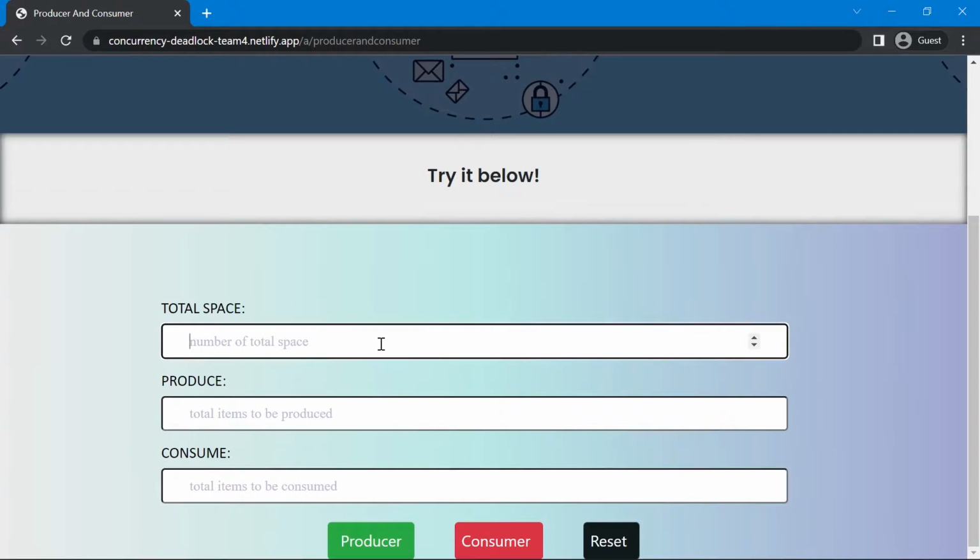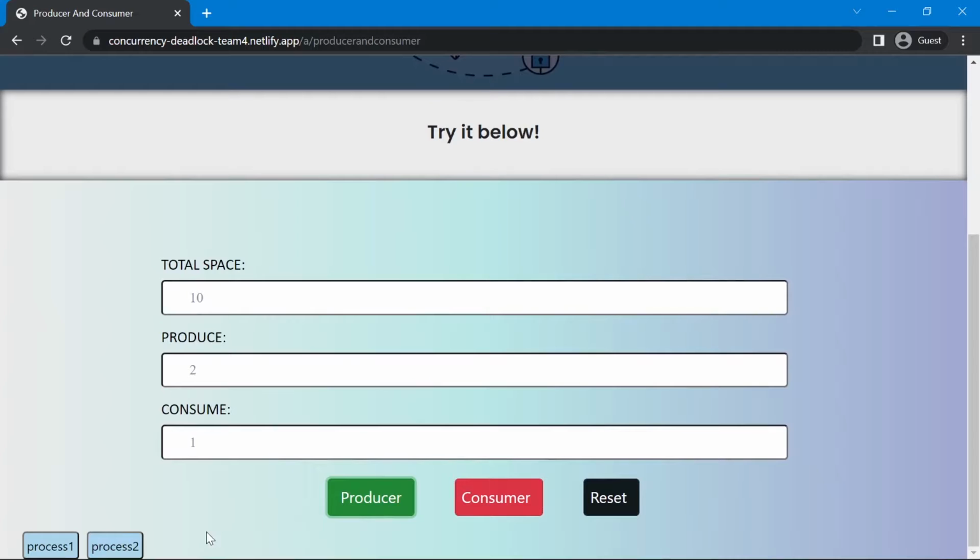Here we add 10 to the total space, 2 to produce and 1 to consume. So if we click on producer, it produces two processes, process 1, process 2. If we click another time, we get process 3, process 4. Then if we click consumer, it consumes one process. That is, process 4 is consumed by the consumer. Process 3 is also consumed by the consumer.